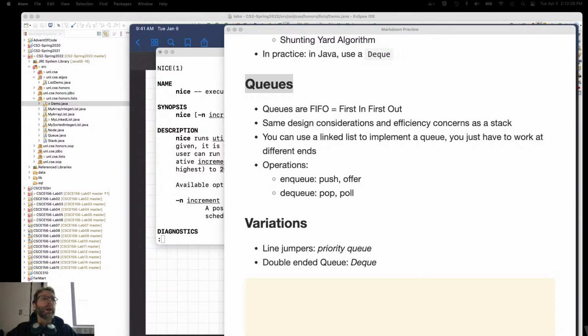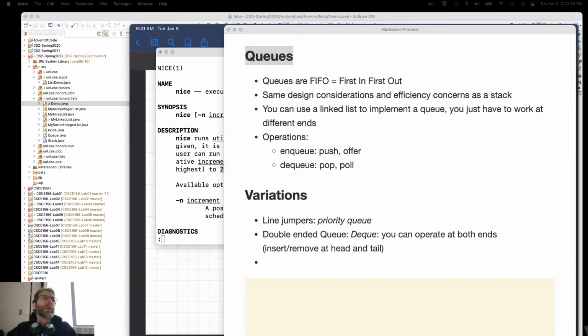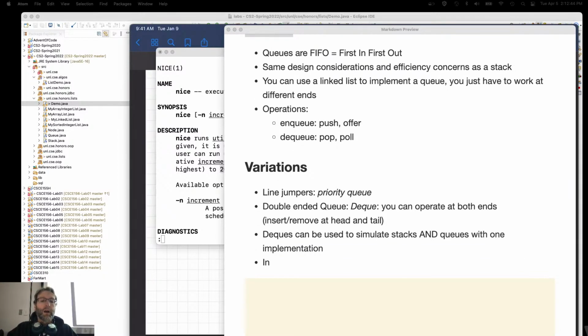So a DEQUE is a double-ended queue, where you can operate at both ends. You can insert or remove at the head and tail. So now think about this: why would that be an even better implementation? DEQUEs can be used to simulate a stack, so you get stacks and queues with one implementation. In fact, in Java, I wrote a stack and a queue implementation, but Java does have a queue implementation, I believe, and a stack interface, but don't quote me on that. It doesn't really matter because Java encourages you to use a DEQUE instead.